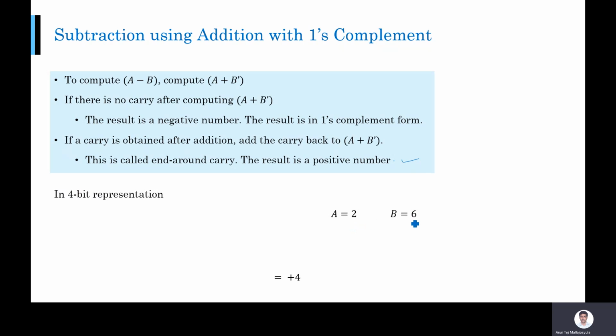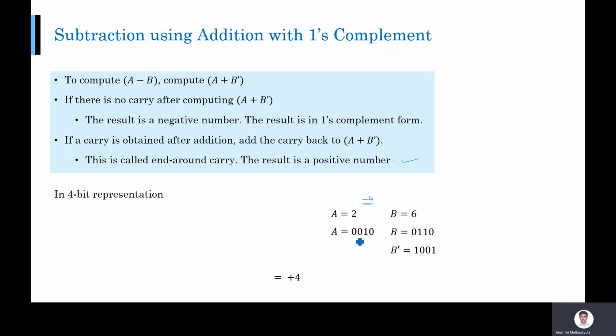Let us try this. A is equal to 2 and B is equal to 6. What is the result then? A minus B will be minus 4. This is what you expect. How do you do this? A is 0, 0, 1, 0. B is 0, 1, 1, 0. So A minus B will be A plus B prime. B prime will be all bits complemented. So 0 becomes 1, 1 becomes 0, 1 becomes 0, 0 becomes 1. So B prime is 1, 0, 0, 1.